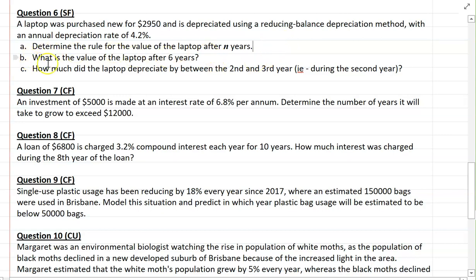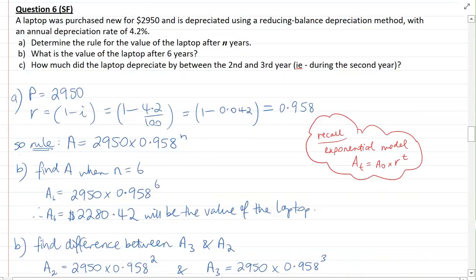We'll then use that model to find the value of the laptop after 6 years in B. For part C, we're going to look at how much the laptop depreciated between the second and third year. Okay, so have a think about how you can approach that problem. Press pause, give it a go, and check in after you've had an attempt.